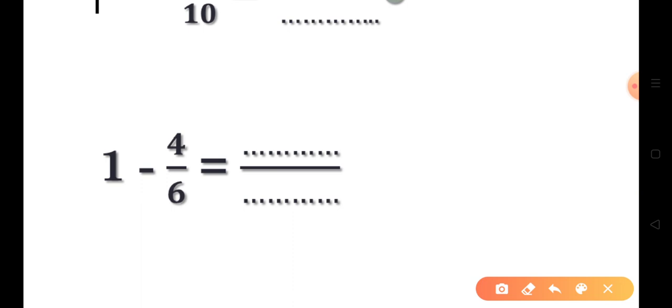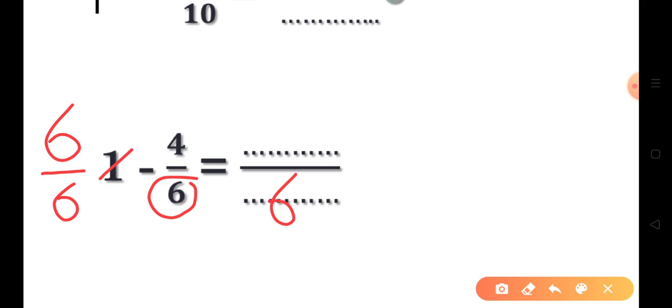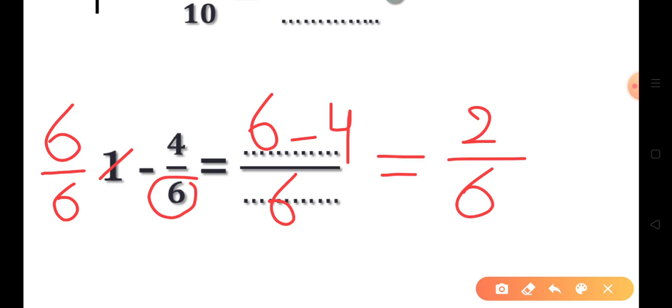This example, 1 minus 4/6. I need two fractions, so we can change 1 and put a fraction. Its denominator is 6. 1 equals 2 halves, 3/3, 4/4, 5/5, and 6/6. Now the two fractions have the same denominator, so we can subtract the two numbers on the top. 6 minus 4 equals 2/6.